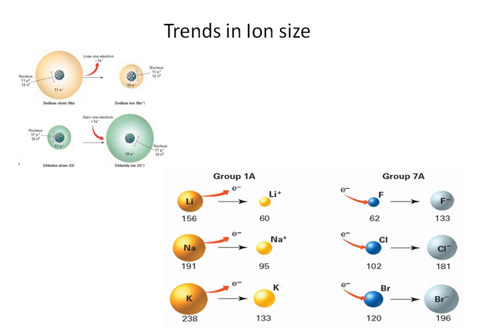Okay, so we need to talk a little bit about ion size. What we have here is a sodium ion and a chlorine ion. Now, a sodium ion wants to get rid of one electron, and in doing so, all those leftover electrons are pulled in closer to the nucleus, okay?